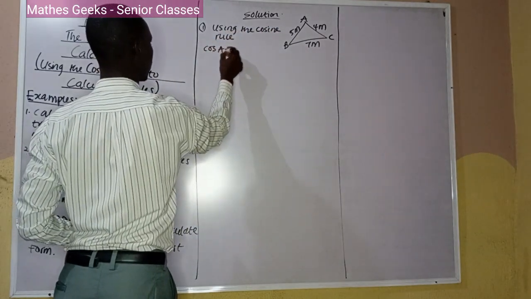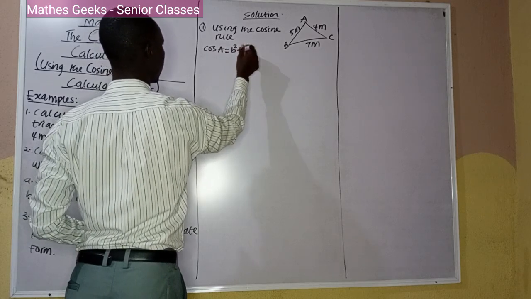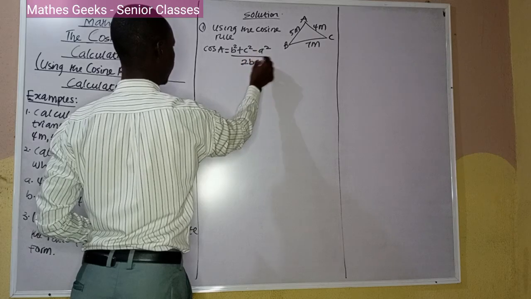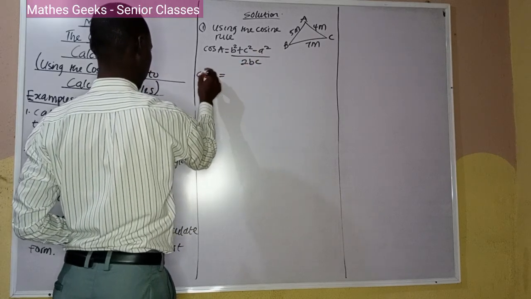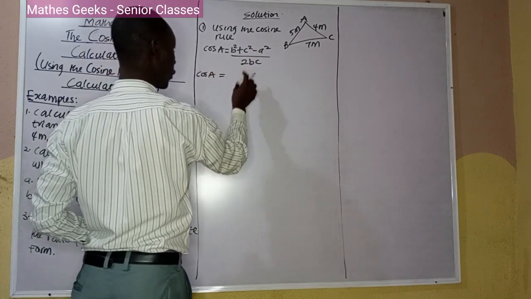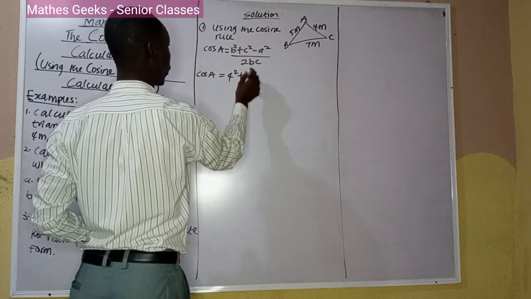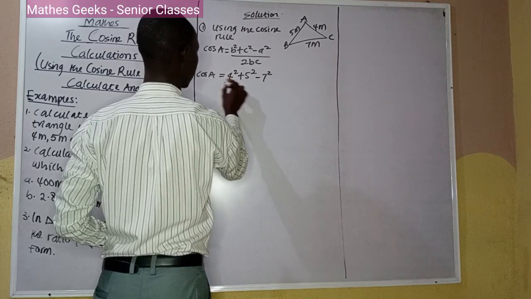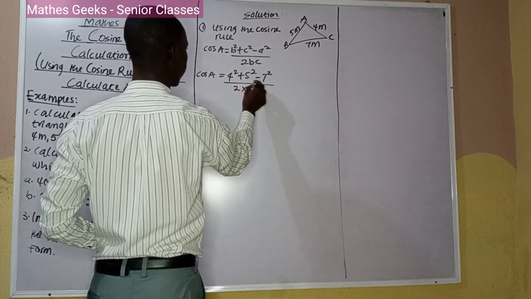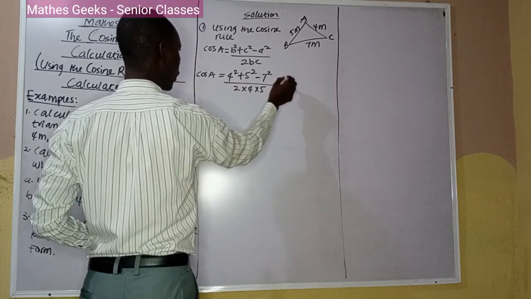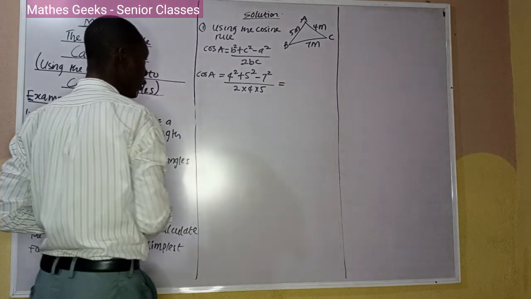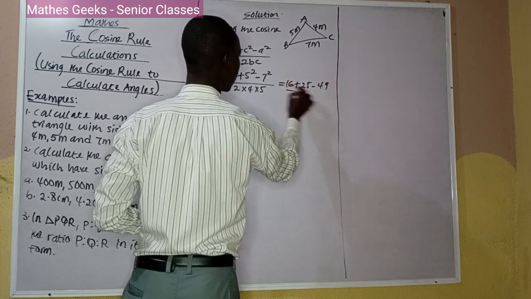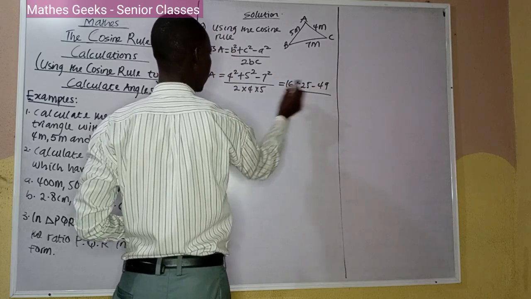cos A is equal to B squared plus C squared minus A squared over 2BC. So cos A is equal to 4 squared plus 5 squared minus 7 squared over 2 times 4 times 5, and this will give us 16 plus 25 minus 49 over 2 times 4 times 5, that's 40.